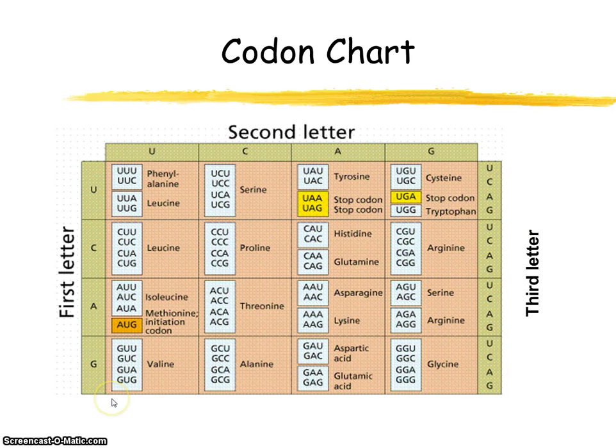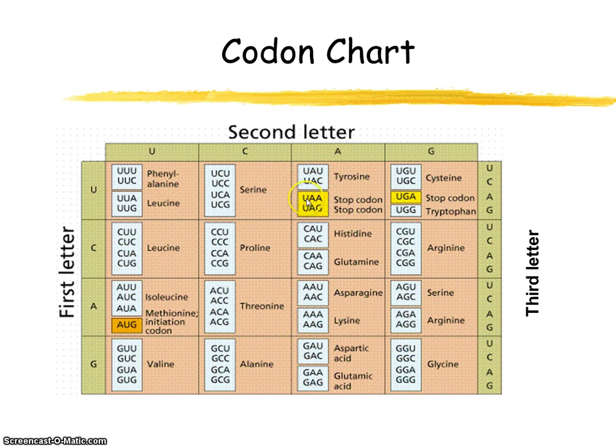So for example, if you had codon UAC, you would come over here. The first letter was U, so you would start here. So you know you would be in this row. The second letter I said was A, so we're looking at UAC. So the second letter is A, so here's the second letter.